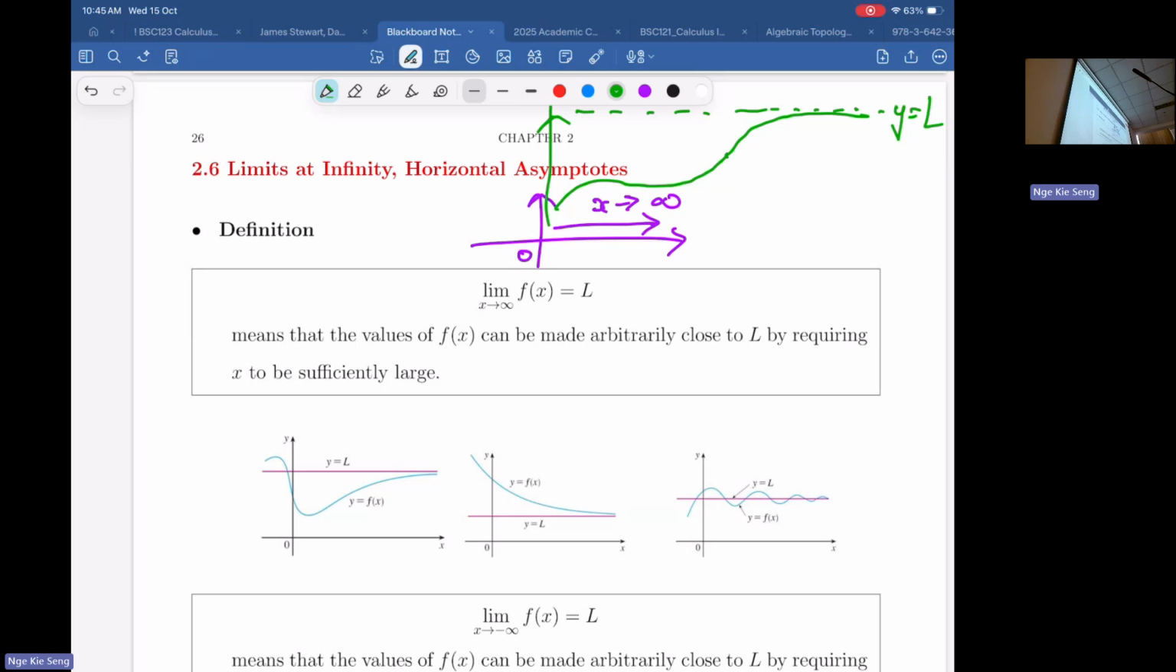Does this challenge your intuition or not? Why do you think that it makes sense? Never touch, but still close. Is it possible? How? Because there are infinite numbers, so it always stays close. Okay, very good. So there's a point here you need to understand.